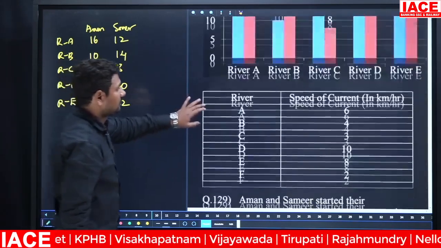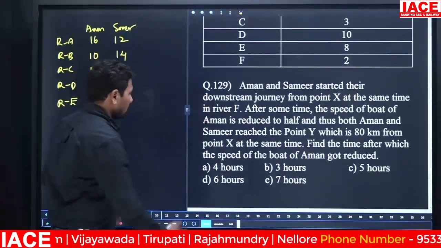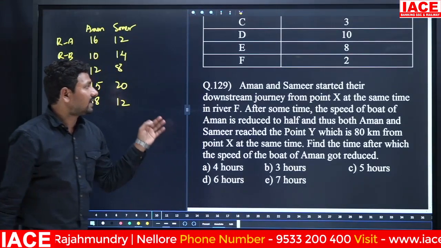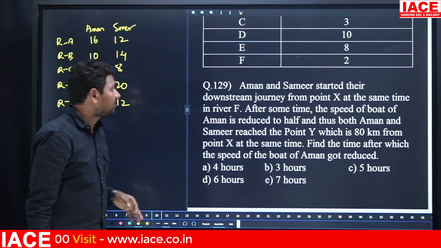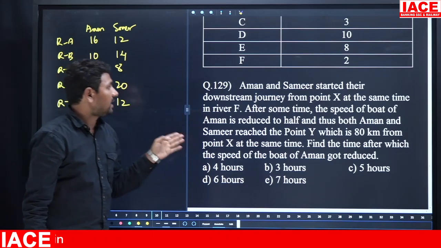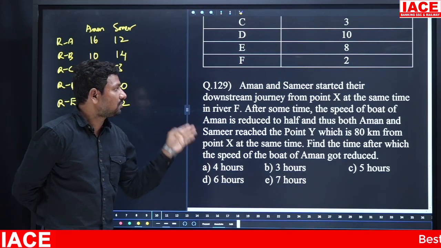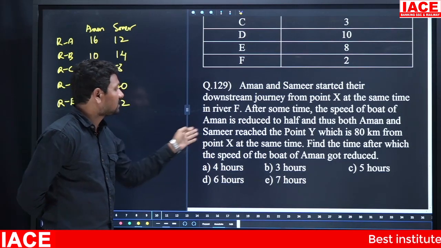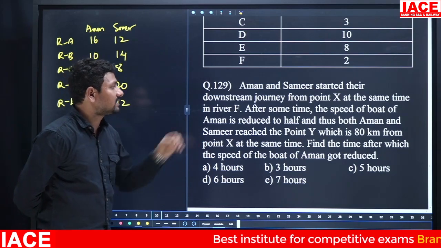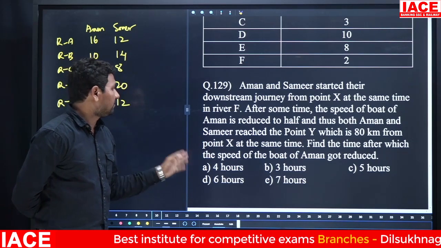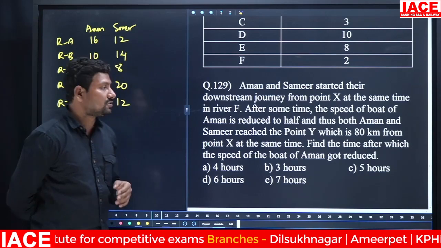Next, Aman and Samir started their downstream journey from point X at the same time in river F. After some time, the speed of the boat of Aman is reduced to half, and thus both Aman and Samir reached the point Y, which is 80 km from point X, at the same time. Find the time after which the speed of the boat of Aman got reduced.